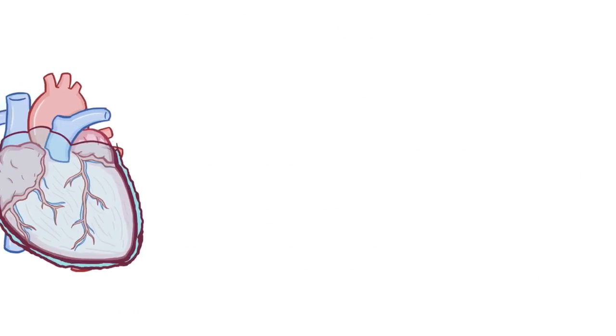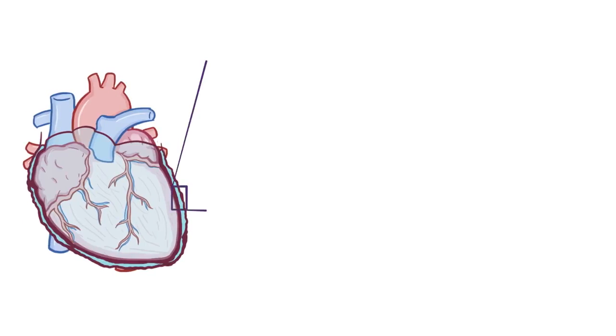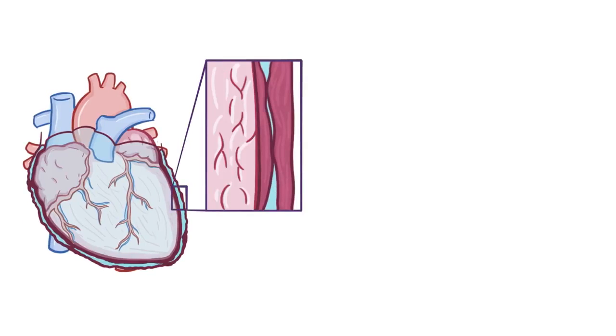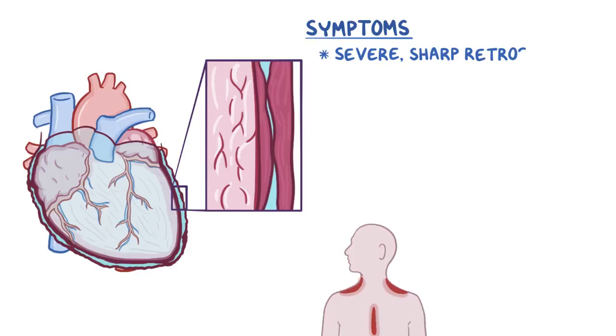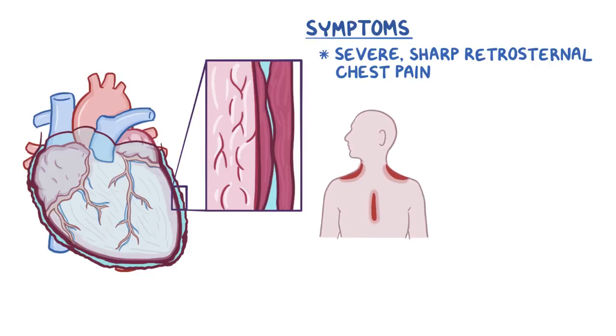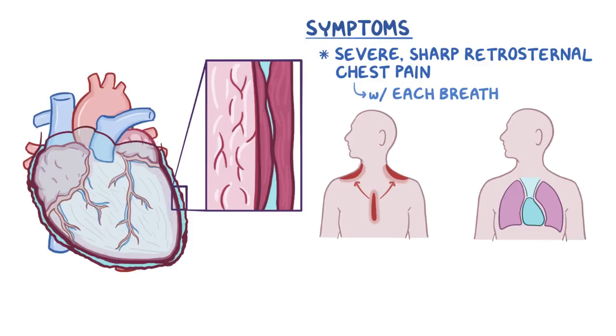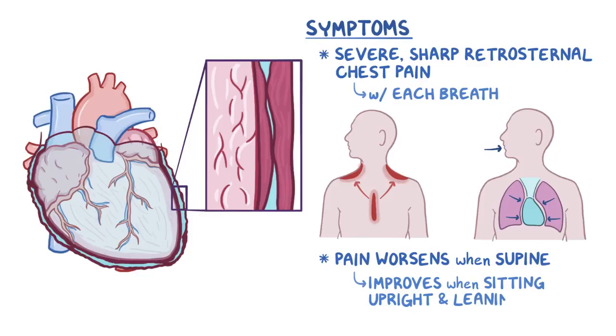In pericarditis, the two inflamed layers of the pericardium rub against one another every time the heart beats. This causes severe, sharp retrosternal chest pain that radiates to the neck, shoulders, and back, and it typically happens with each breath during inspiration. That's because in inspiration the lungs expand, filling the thoracic cavity and compressing the pericardium. The pain typically worsens when a person is supine and improves when a person is sitting upright and leaning forward.